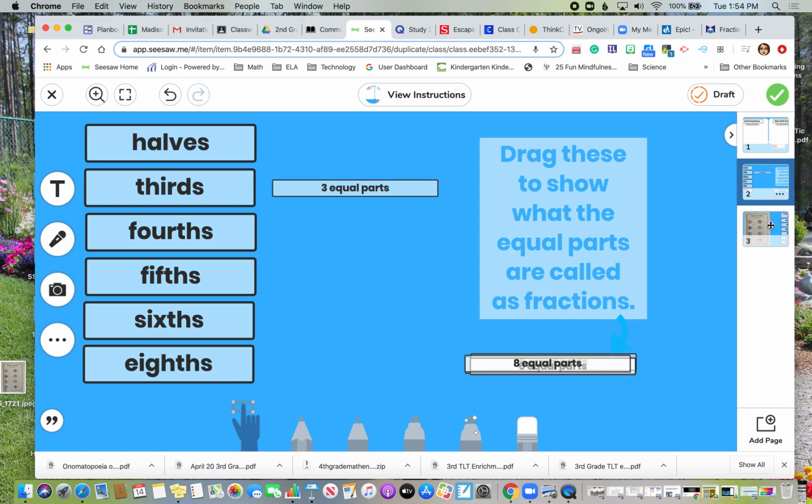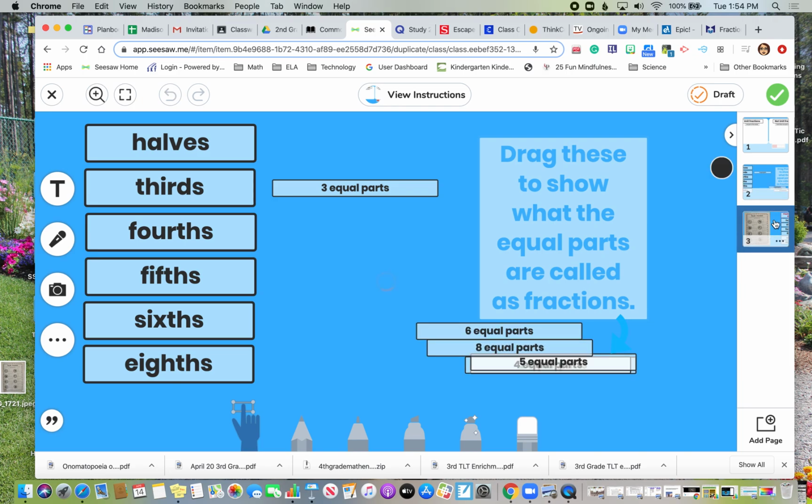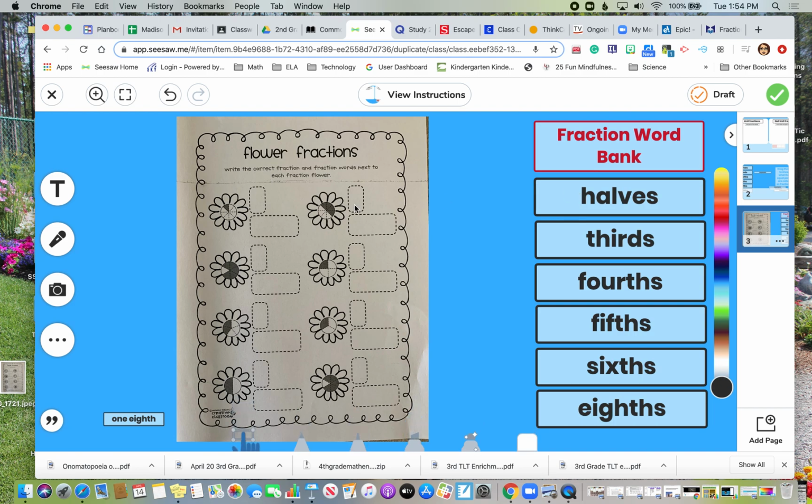On the last page of this activity, there's this flower fractions activity. There's the fraction word bank, so you can see how to spell all of the different fractions. And what you're going to do is look at the fraction model inside the petals of the flowers. So for example, in this flower here, there's 1, 2, 3, 4, 5, 6, 7, 8 total pieces inside, but only one of them is shaded.